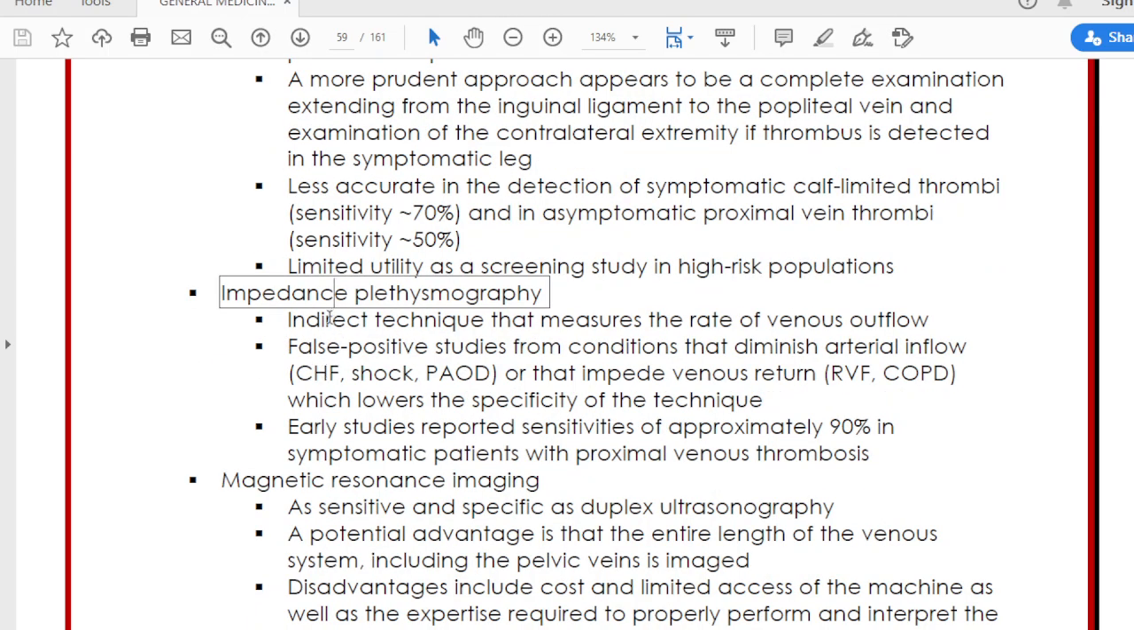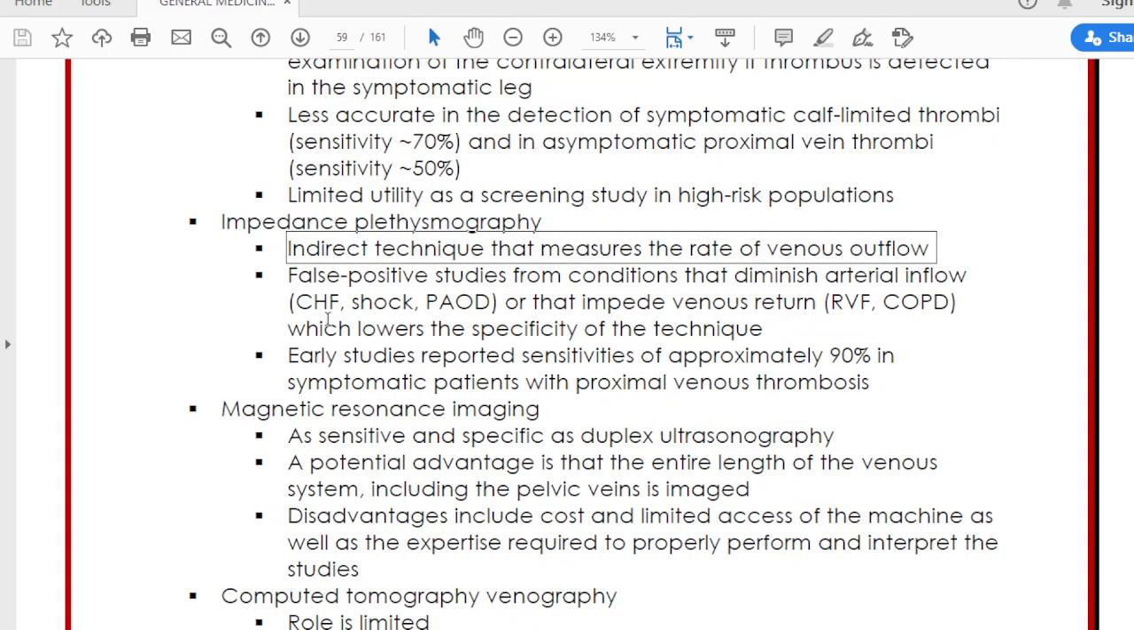Impedance plethysmography. Indirect technique that measures the rate of venous outflow. False positive studies from conditions that diminish arterial inflow, CHF, shock, PAOD, or that impede venous return, RVF, COPD, which lowers the specificity of the technique. Early studies reported sensitivities of approximately 90% in symptomatic patients with proximal venous thrombosis.